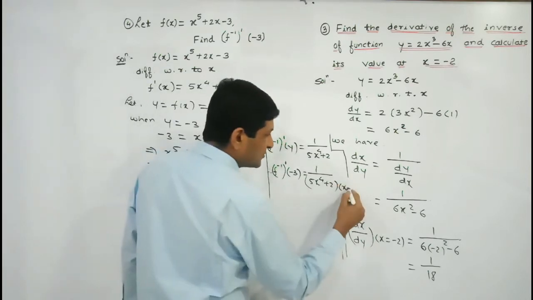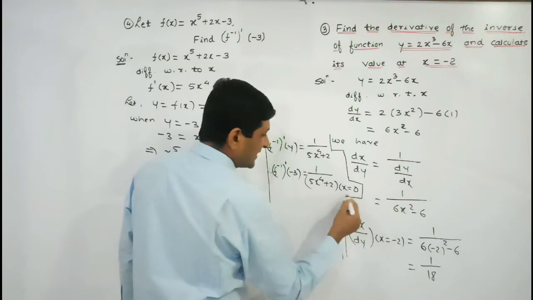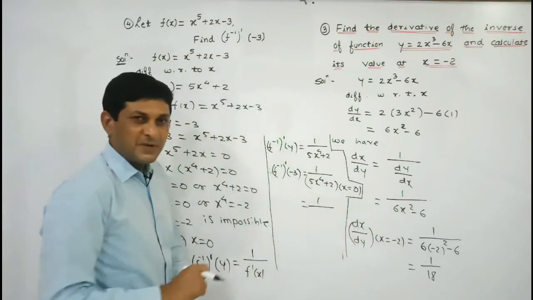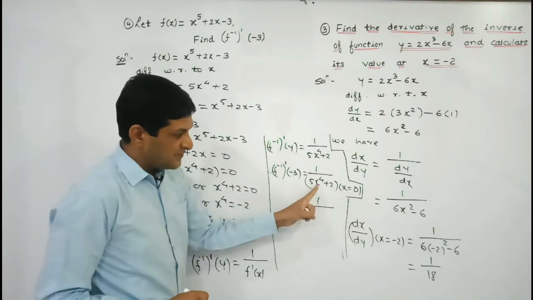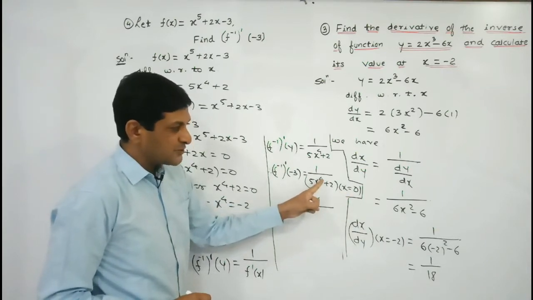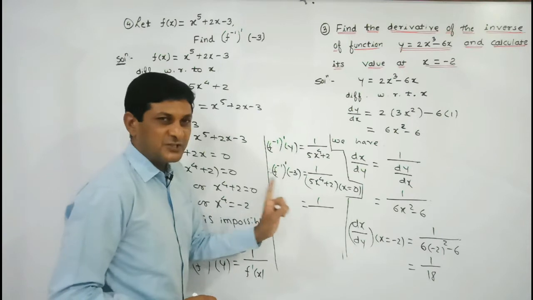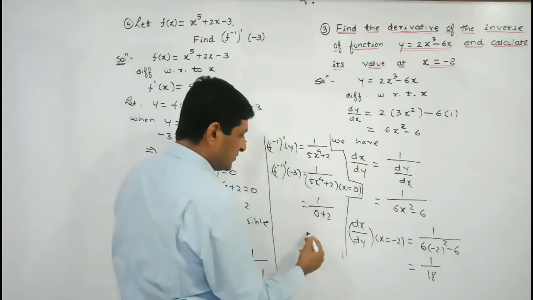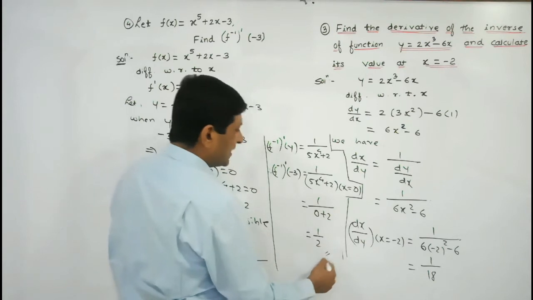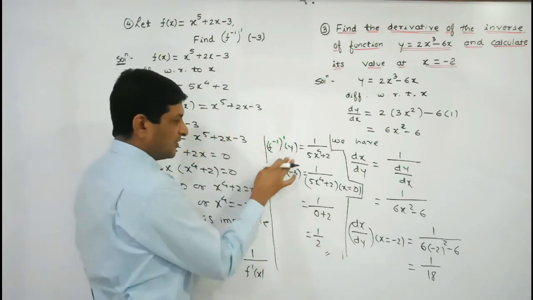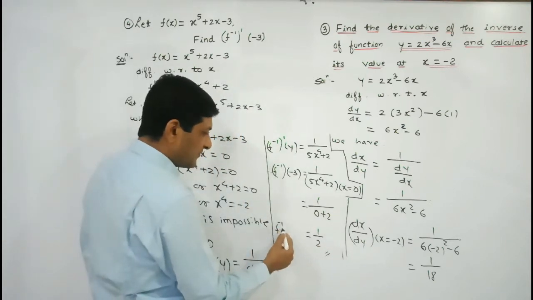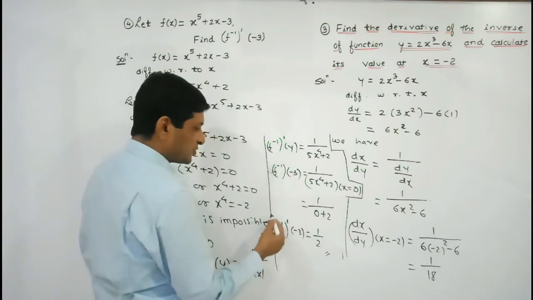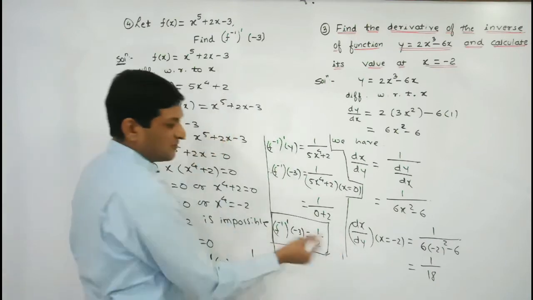At x equal to 0, try to understand here. So at x equal to 0 it will be equal to 1 upon, now simply we have to replace x by 0. If I am replacing x by 0 here, 0 raised to power 4 is 0, 0 into any number is 0, and 0 plus 2 will be equal to what? 2. So here we will get 1 by 2. In this way we have got the value of the derivative of f inverse at y equal to minus 3 will be equal to 1 by 2.